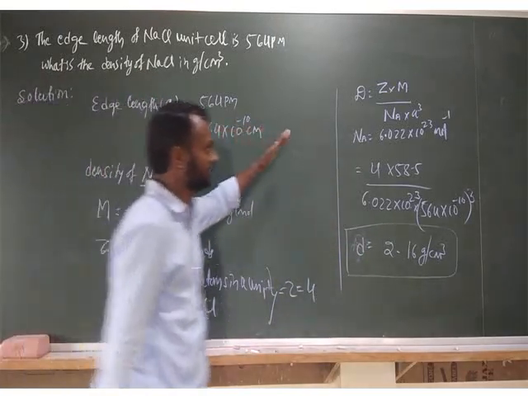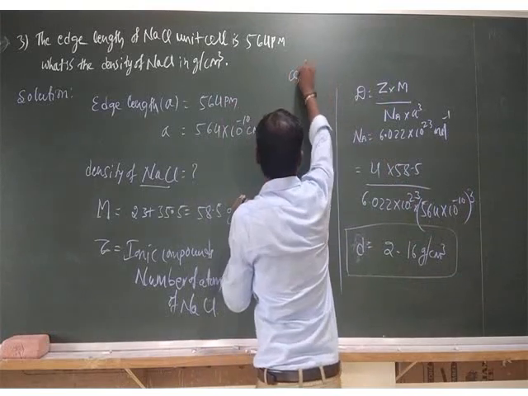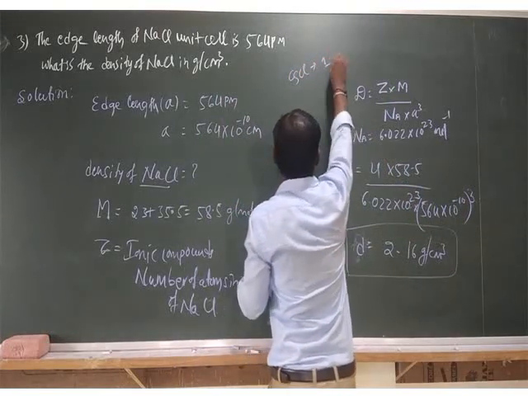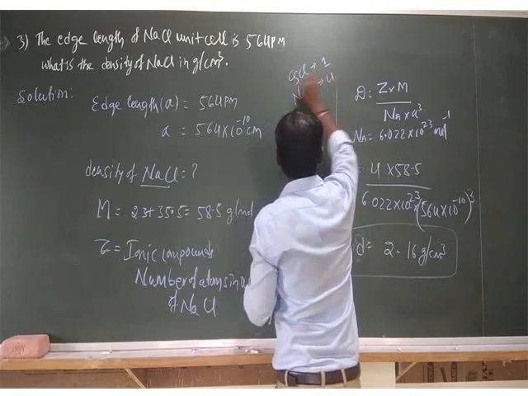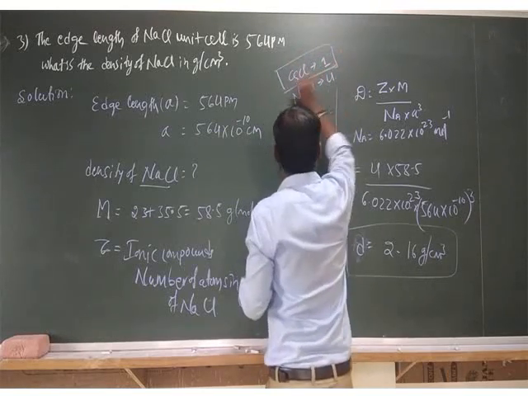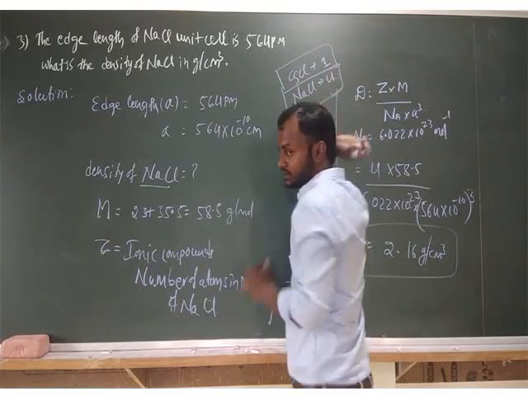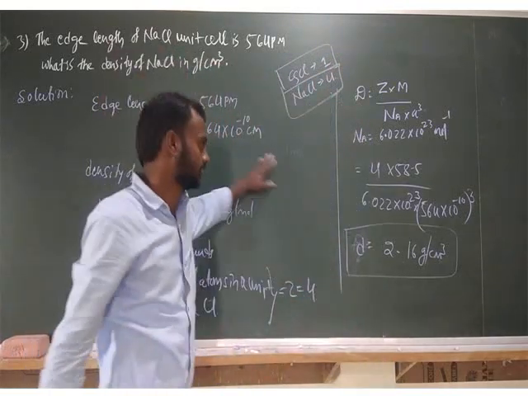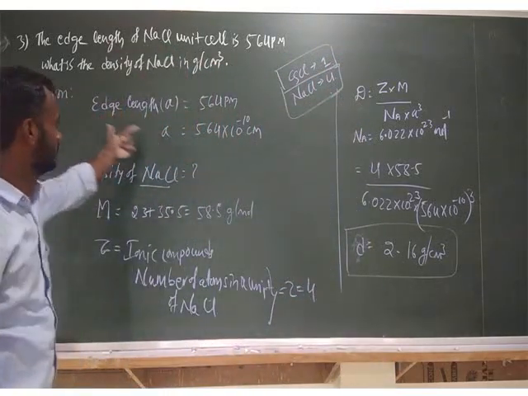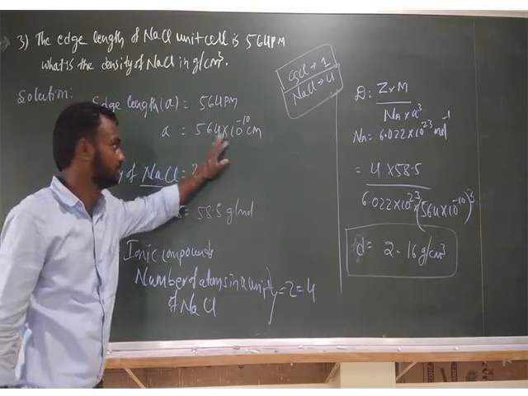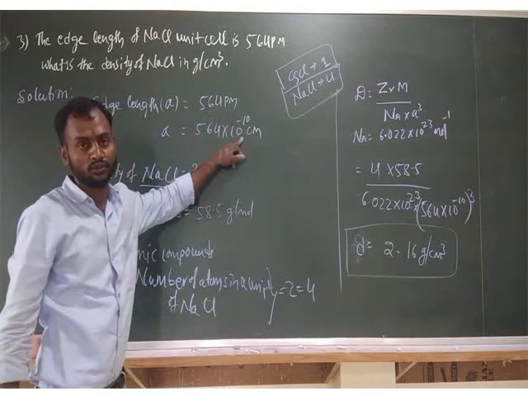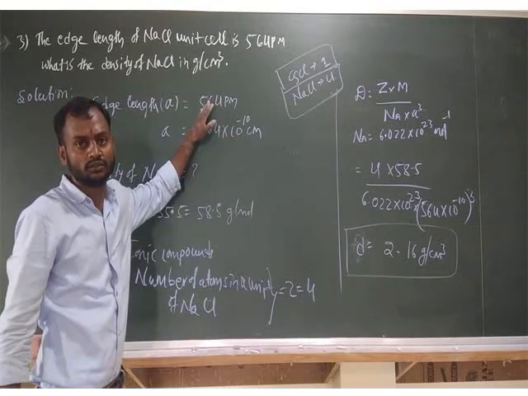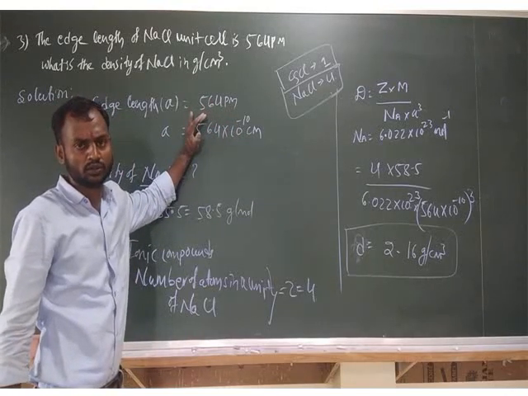NaCl and cesium chloride. In the case of cesium chloride, the number of atoms is 1, and in the case of NaCl, the number of atoms is 4. So these two are the exceptional cases. The edge length is given as 564 into 10 raised to minus 10. The picometer is converted into centimeter. This is very important. Conversion is very important.